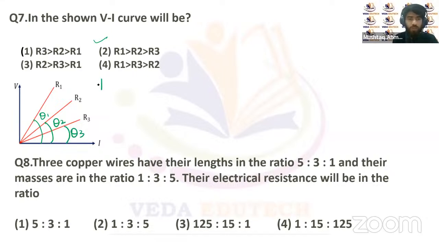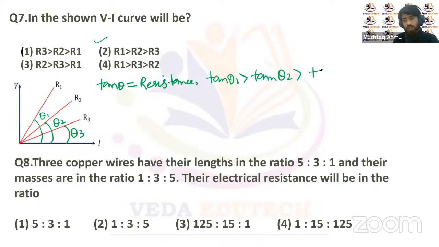Now the slope here, tan of theta, will give us the resistance of the conductor, right? Or we can say tan of theta 1 is greater than tan of theta 2, that's greater than tan of theta 3. And from here, R1 will be greater than R2, which will be greater than R3, right? So the correct option for this question will be option number 2. That's the correct option.